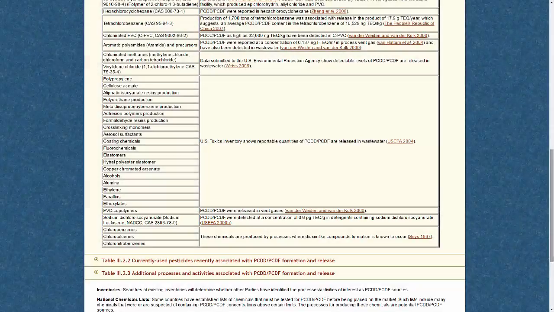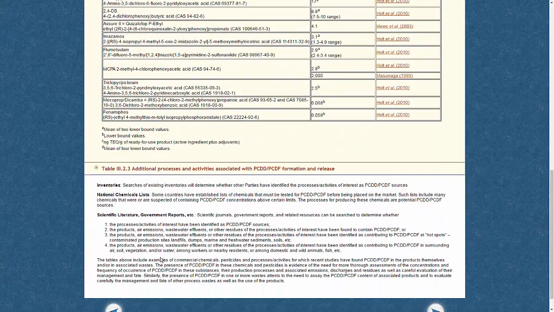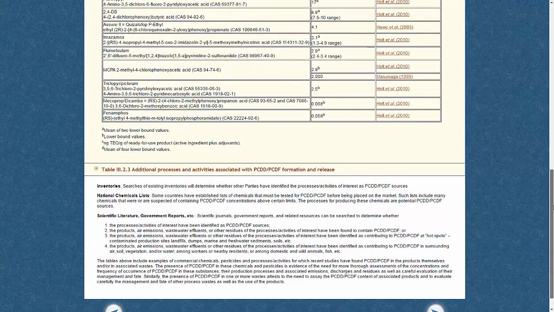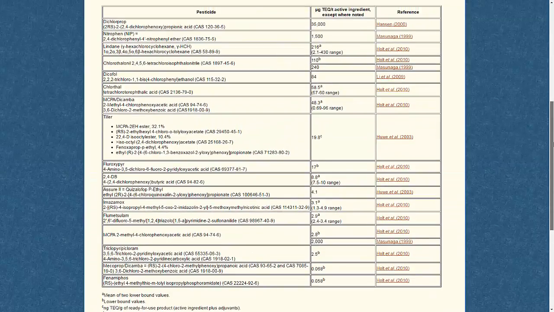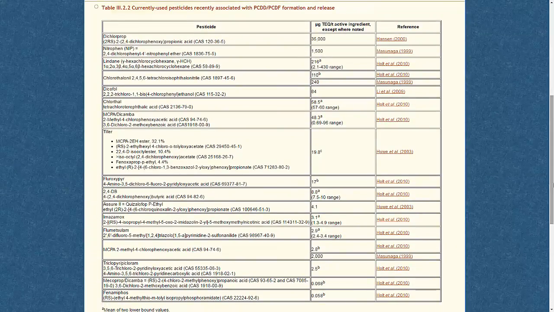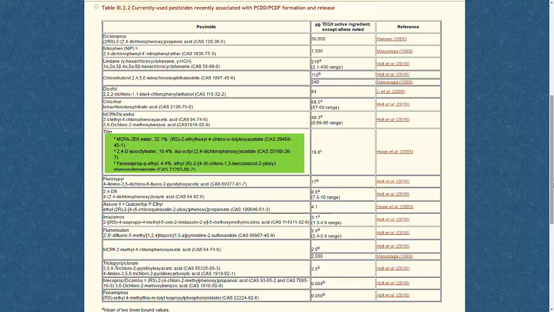Now let's open Table 3.2.2, currently used pesticides associated with dioxin formation and release. Dioxins have been detected in the 17 pesticides listed in this table. Some are quite well known. For example, in this corrected version showing the contents of the herbicide tiller, you can see that it contains a derivative of 2,4-D, 2,4-dichlorophenoxyacetic acid.